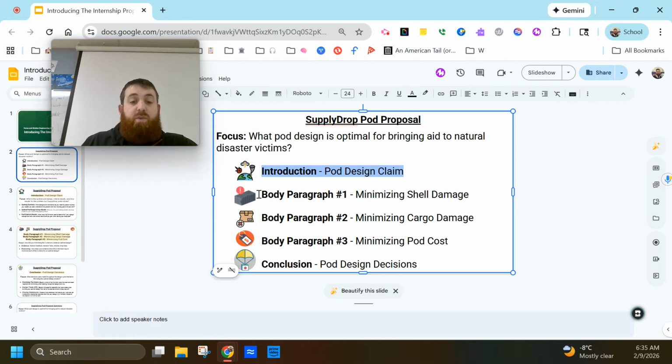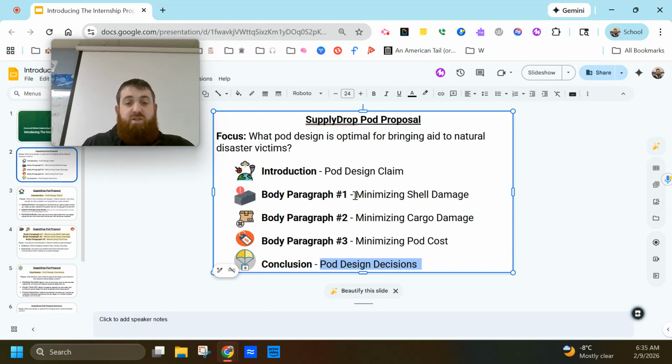The next 3 parts are going to be your body paragraph 1, 2, and 3. Each body paragraph is going to focus on how you minimize one of the criteria. So, for example, body paragraph number 1 is how you went about minimizing shell damage to create your optimal design. Body paragraph 2, how did you minimize cargo damage? Body paragraph 3, how did you minimize costs? Finally, the conclusion. The conclusion will be the big wrap up where you really talk about your pod design decisions. What sort of things did you choose to do, focus on, and create when coming to your final design choice?